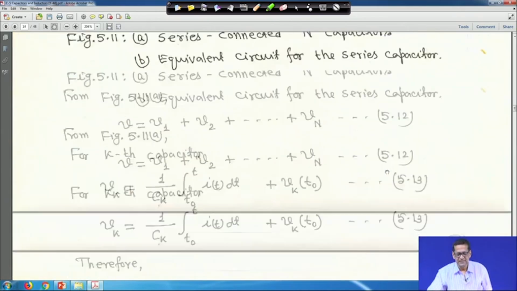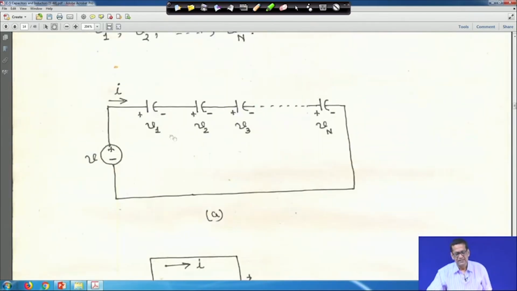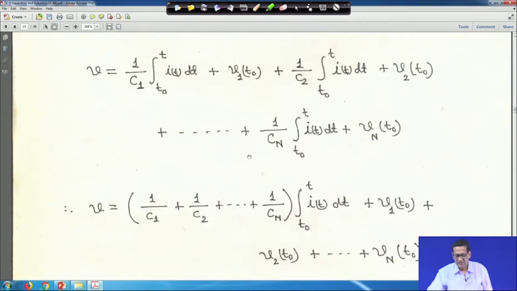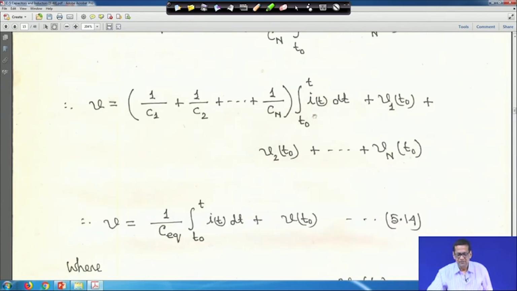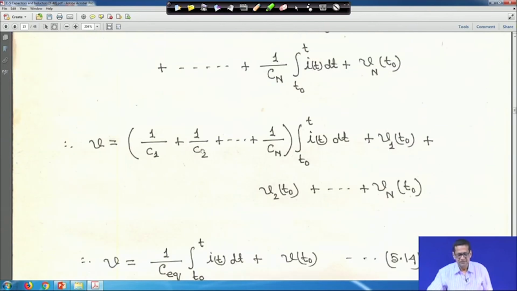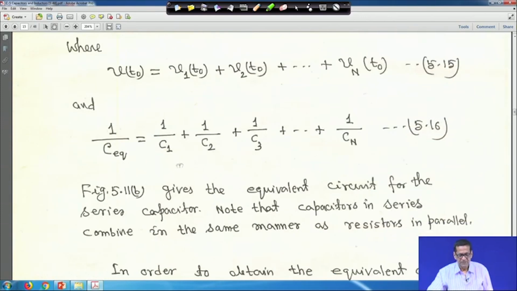Now, V(T0) is equal to V1(T0) plus V2(T0) plus Vn(T0), because the circuit is like this. At the initial time T is equal to T0, it is V1(T0), V2(T0), and so on, so V(T0) here will be the sum of all of them. Therefore, if you compare equation 14 with this equation, that means 1 upon Ceq is equal to 1 upon C1 plus 1 upon C2 up to 1 upon Cn, that is, the summation of reciprocals.